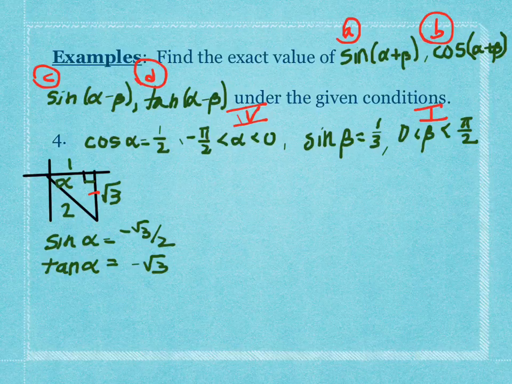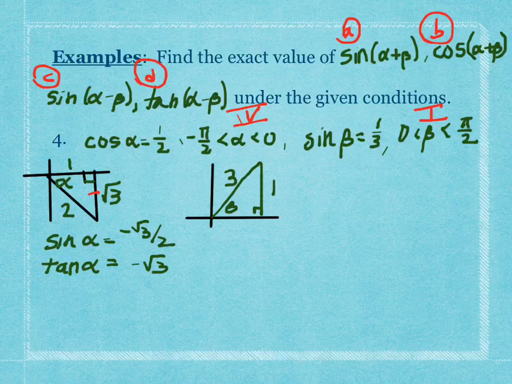I need to do a triangle in quadrant 1, correct? For my angle beta. So I need to be in quadrant 1 for beta. And here's beta right here. And it's supposed to be sine of beta is 1/3. So where does my 1 go? Where does my 3 go? 1 goes on where? The y. Good. And then 3 is the hypotenuse.